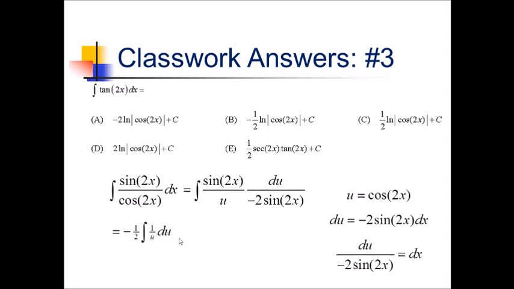Doesn't really matter. Now the antiderivative of 1 over u, that's actually ln of absolute value of u, and we still have this negative 1/2 there, and we have a plus c, of course. But now all the answer choices have x's in them, so we're going to have to replace u with cosine of 2x again. So when the dust settles, this is negative 1/2 ln absolute value of cosine of 2x plus c, which is going to give us answer choice B, right there.